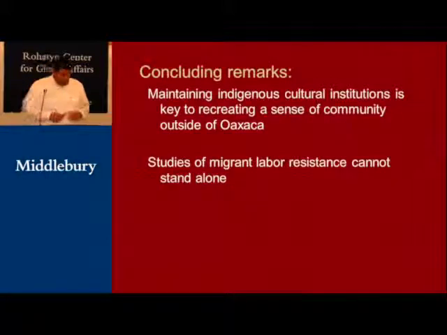Now, in concluding remarks, I'd like to add two things. Now, maintaining indigenous cultural institutions is key to recreating a sense of community outside of Oaxaca. And in this case, indigenous farm workers use their unequal access to water as a discursive tool to highlight the material inequalities that separate themselves from mestizo landowners in the region.